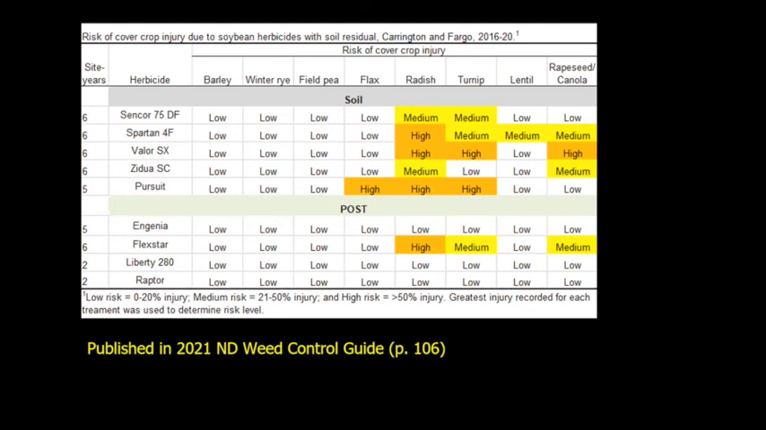Our concern is that if a person would consider radish or turnip or rapeseed/canola, those seem to be the biggest risk for having injury problems with typical herbicides that might have been previously used in soybean. And on the herbicides, note that the most frequent injury and high injury occurred with Spartan, Valor, and Pursuit, as well as Flexstar.